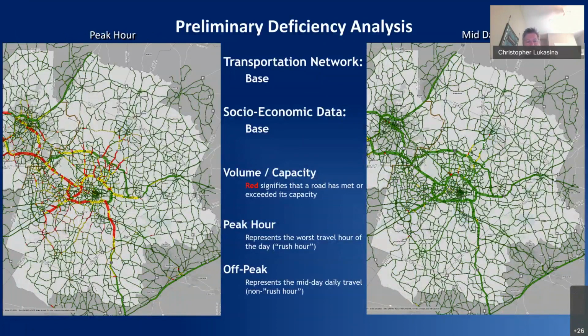And when we do our deficiency analysis, we have run our CommunityViz model for our future population and employment growth around the region. And then that information is loaded into our travel demand model, the Triangle Regional Model, and we do a forecast. So we do the two forecasts. One is a forecast of 2016, again, our base year.